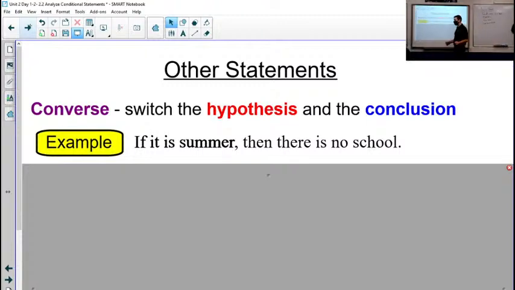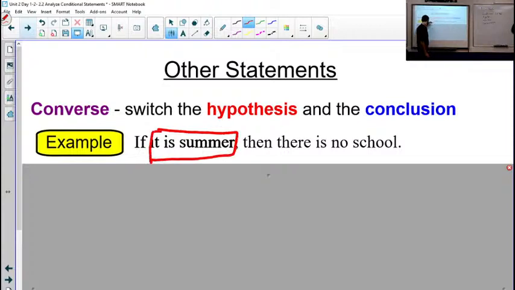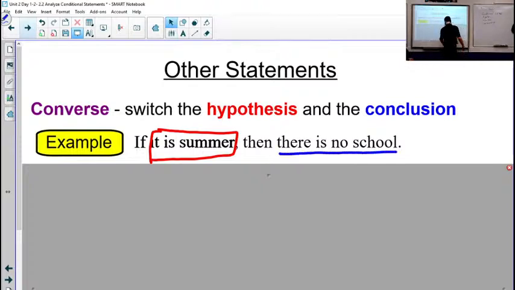And as an example, we're going to use the sentence, if it is summer, then there is no school. We'll talk about whether these statements are true or not later, but for now we're just talking about rearranging the sentence. So first off, there's the hypothesis, there's the conclusion. So we're taking the example of this sentence, if it is summer, then there is no school. So this should be at the top of the next page.